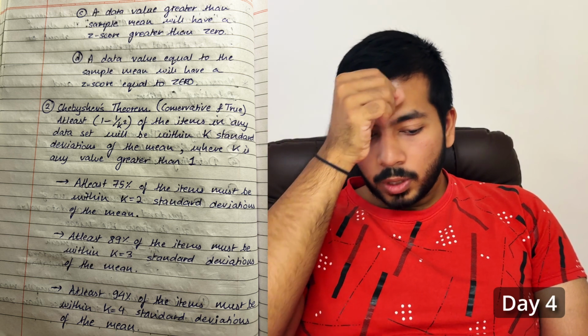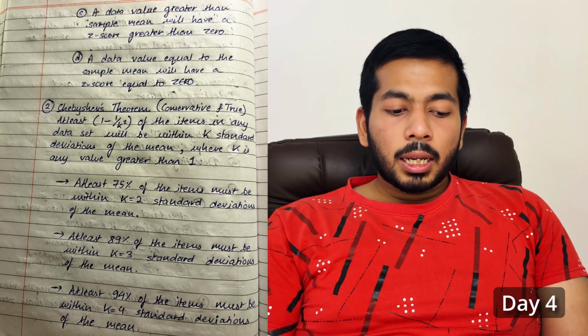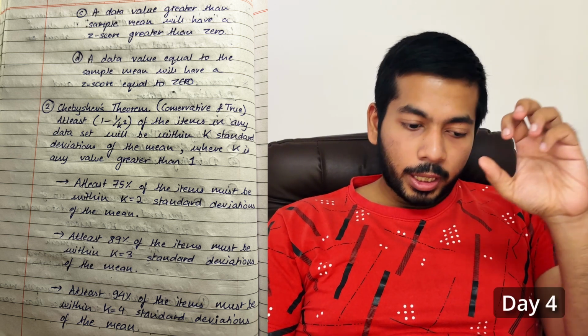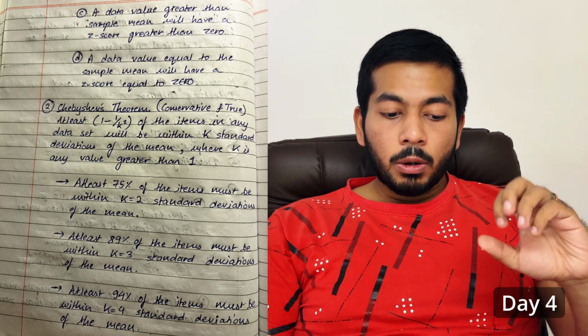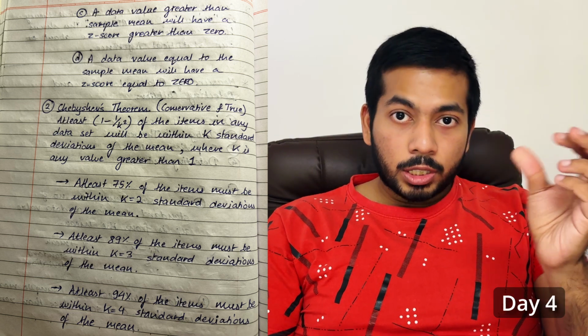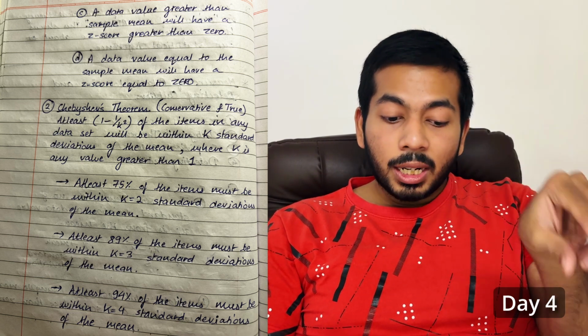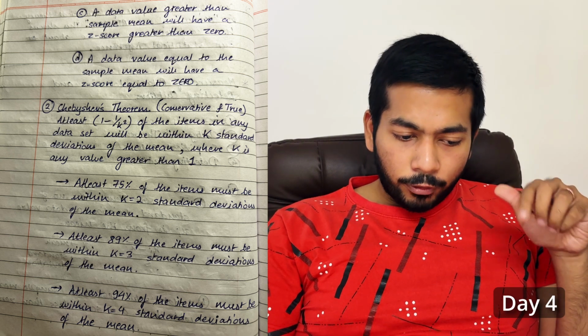What do we mean by this? We are saying that at least this ratio of items, that is 1 minus 1 by k squared, ratio of the items will be within k standard deviations. So as I said, multiple of the standard deviations, we're looking at the distance, so will be within k standard deviations. Let's look at a few examples over here.